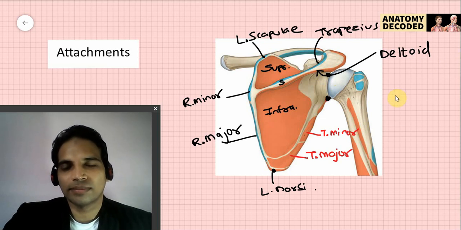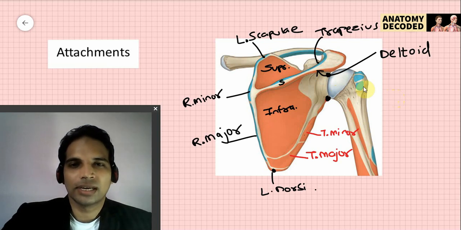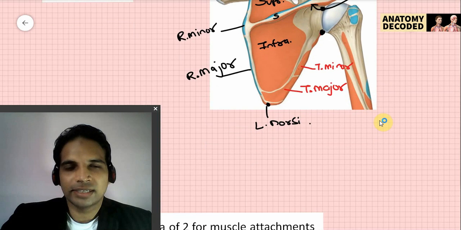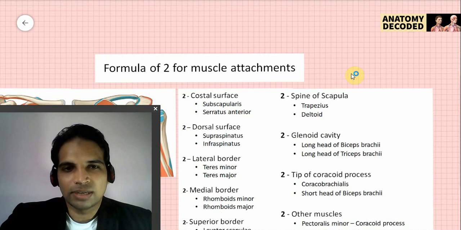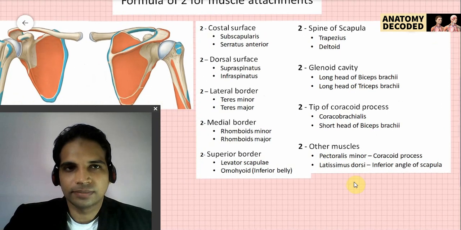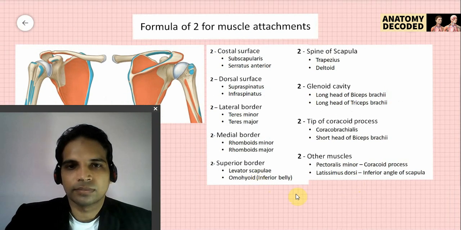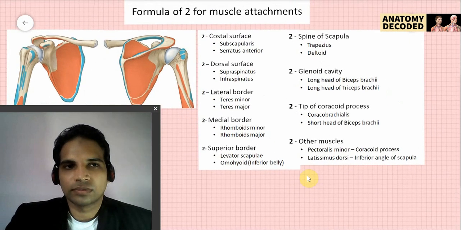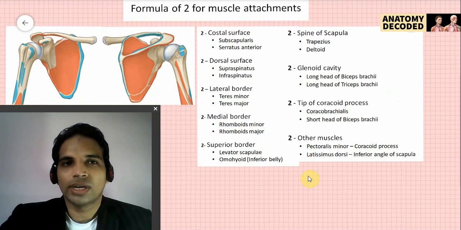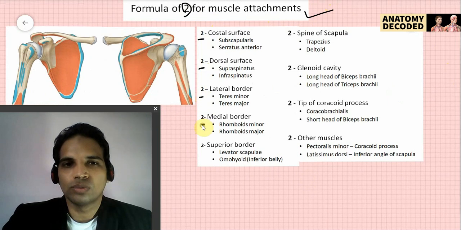So the scapula has got many muscles, so at times it becomes difficult to remember all of them. For that I have simplified the way to remember all the muscles of the scapula. You can just look at this. So I call it the formula of 2 for muscle attachments of the scapula. What is the formula of 2? Everything we can remember in numbers of 2.